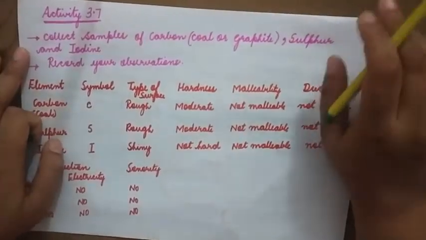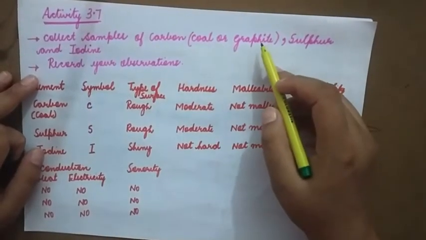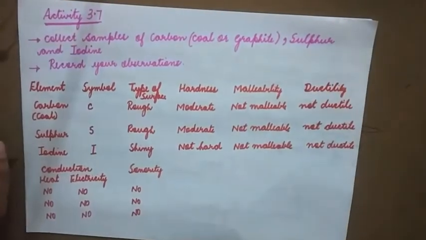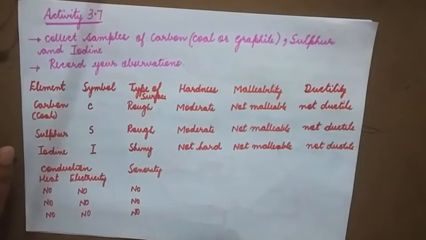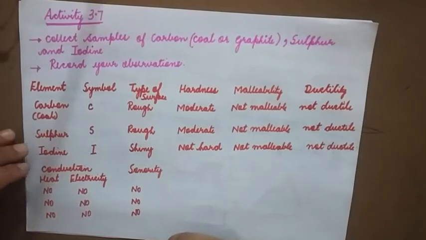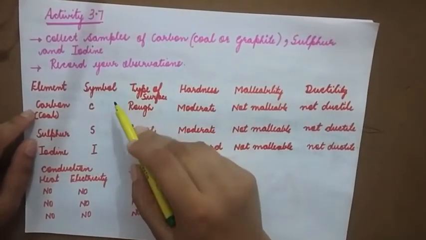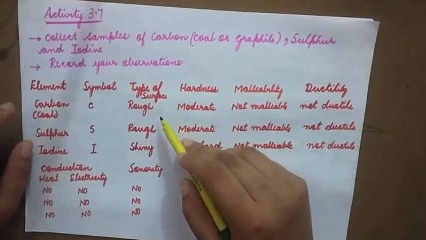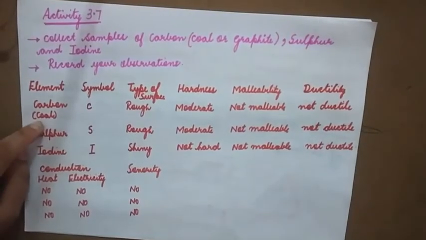Now activity 3.7: collect samples of carbon, that is coal, graphite, and sulfur and iodine. Record your observation. At one glance at this, we can easily tell these are all non-metals. So here, what will be your observation? You can write down the properties of non-metals over here. For example, first you can start off with the symbol and type of surface. Rough. Iodine is the only non-metal that is shiny in nature.